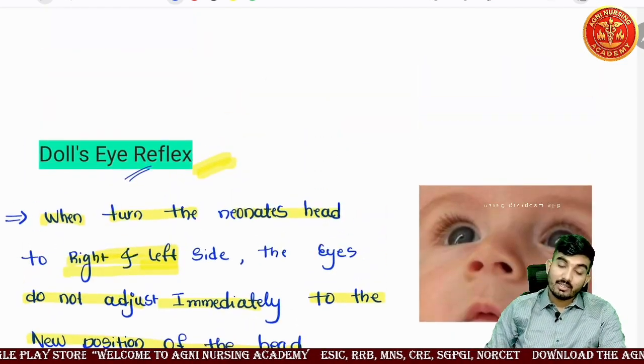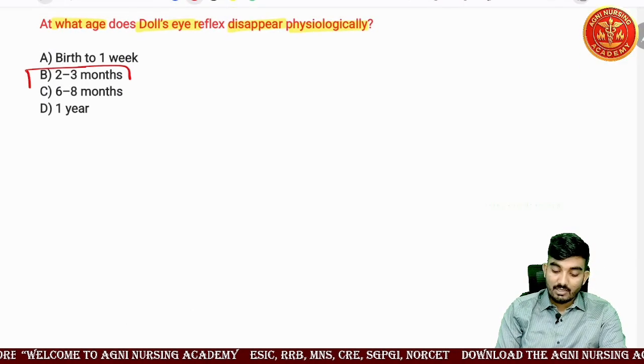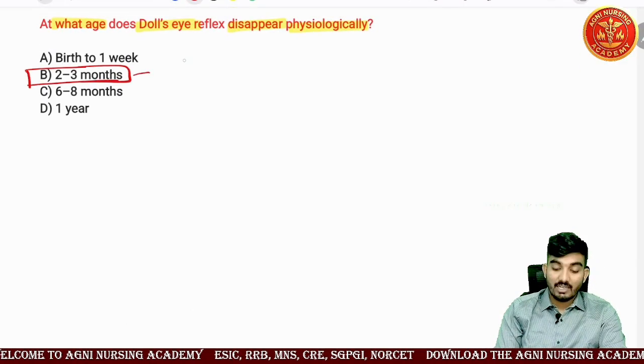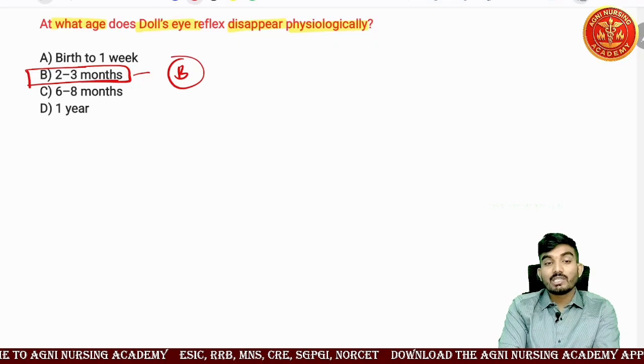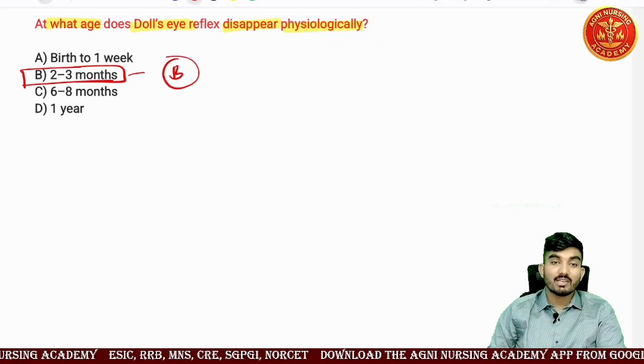Okay. The correct answer for our question is option B. The doll's eye reflex disappears at the age of 2 to 3 months. Option B is the correct answer for our question. We'll see the next reflex now.